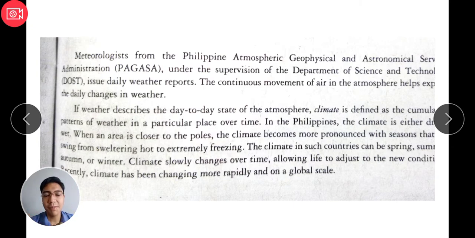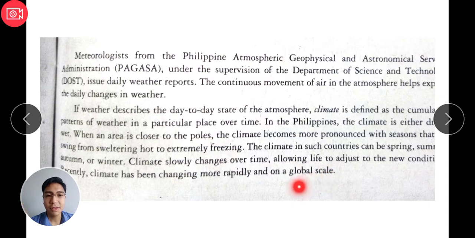Okay, so the climate in the Philippines, we know it, we don't have four seasons. We just only have two, which is the dry season and the wet season. So yung mga area na mas malapit doon sa poles, north pole, south pole, okay, they can be sweltering hot or extremely freezing. Sobrang init or sobrang lamig. So the climate in such countries, dito na nagkakaroon sila ng spring, ng summer, ng autumn or ng winter. May four seasons na sila.